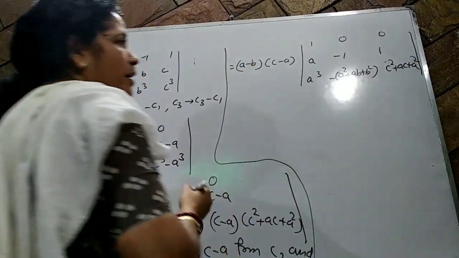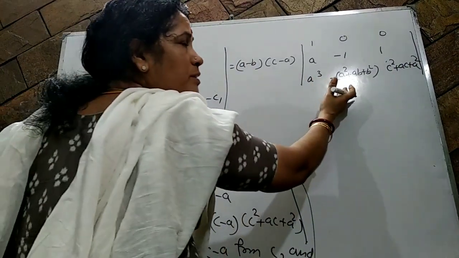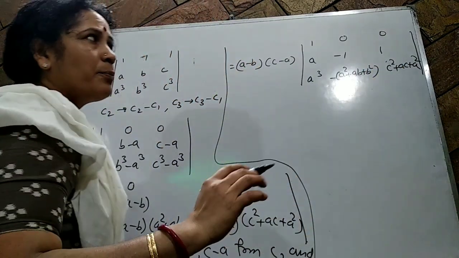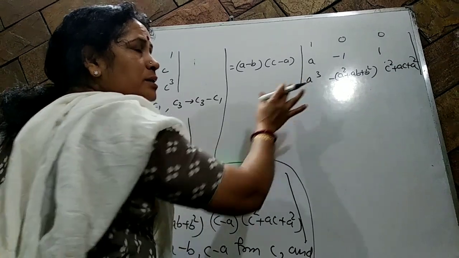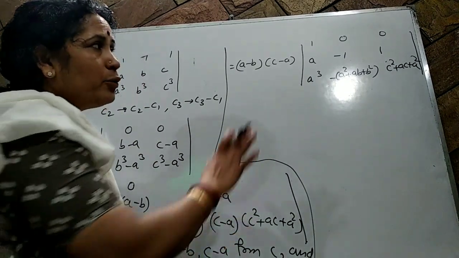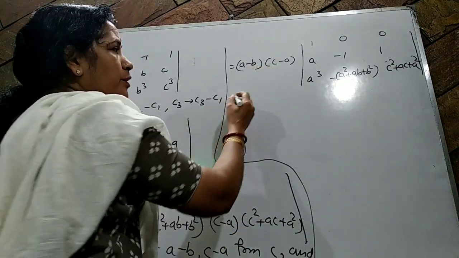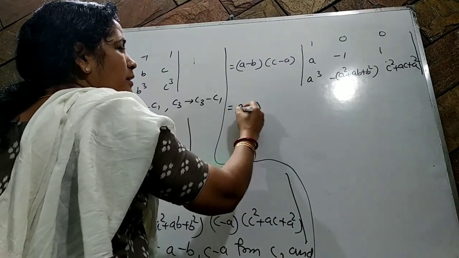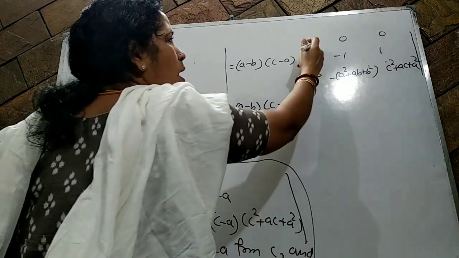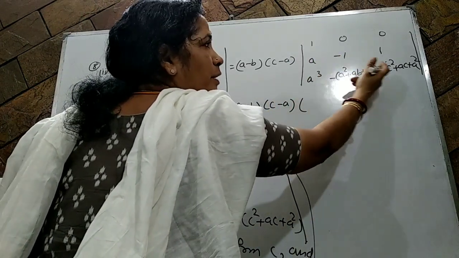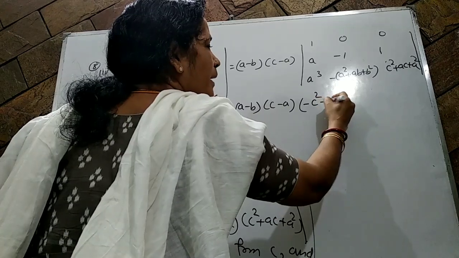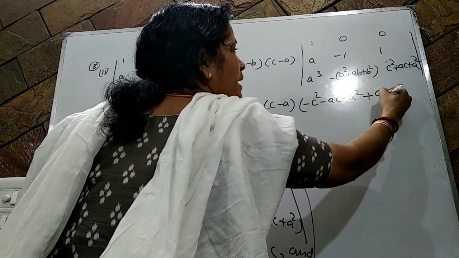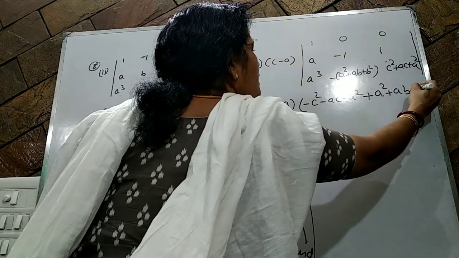Now here you can open this determinant. Otherwise, if you want to add these two, you will get one more 0. That is up to your choice. I brought this determinant into simplest form, and I don't have any common element, so I can open the determinant. Expand using R1: A minus B into C minus A, 1 into downward, very carefully, minus C square minus AC minus A square, minus upward, so it becomes plus A square plus AB plus B square.